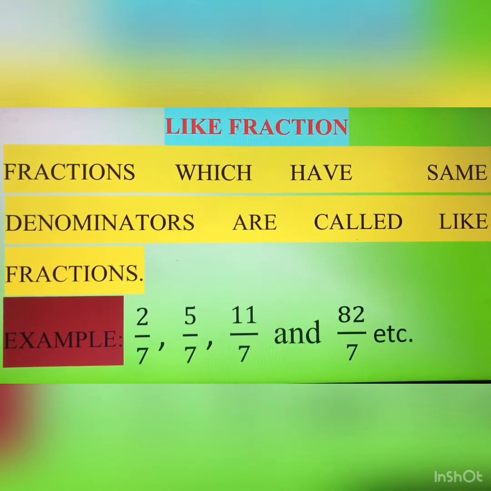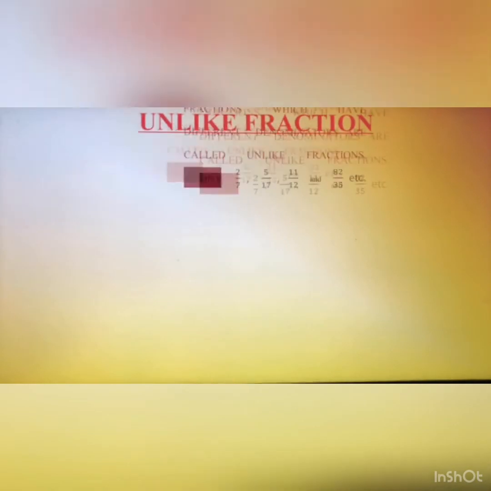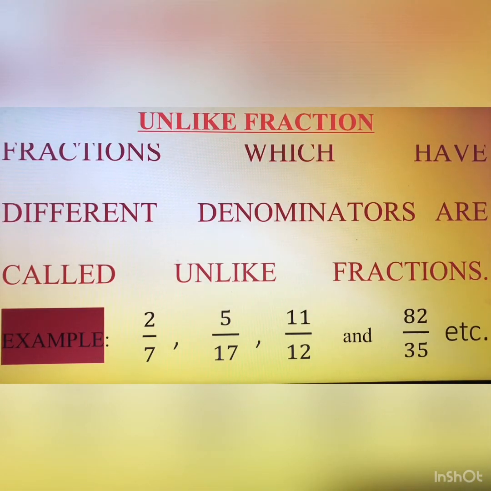And the next one, unlike fractions. So dear, fractions which have different denominators are called unlike fractions. For example, 2 by 7, 5 by 17, 11 by 12, 82 by 35. In all these fractions, the denominators are different, such as 7, 17, 12, 35. So these fractions are known as unlike fractions.